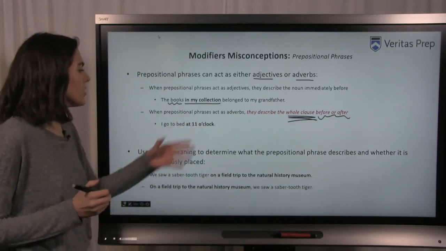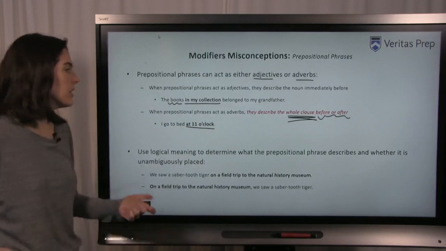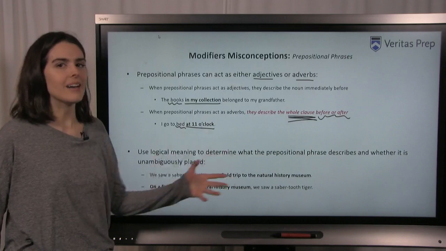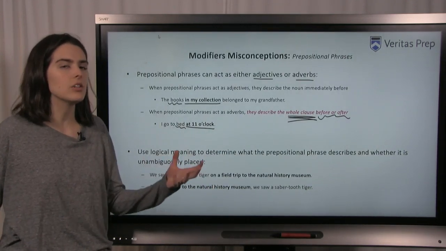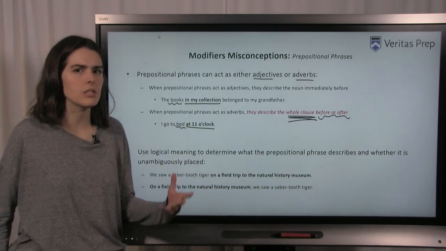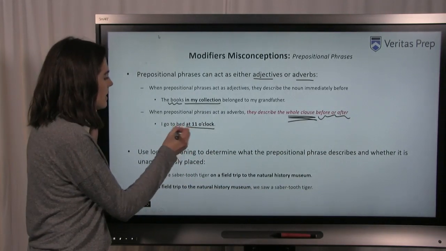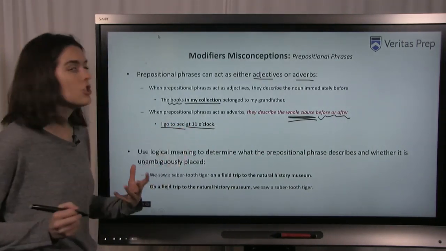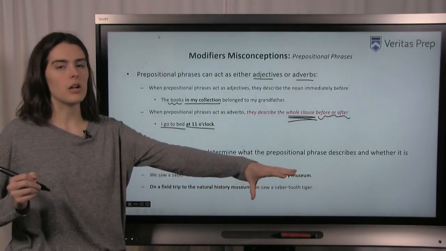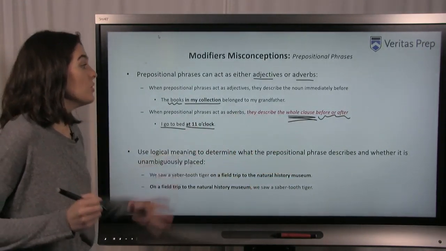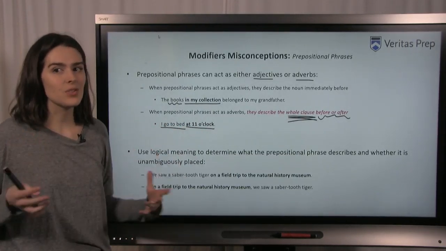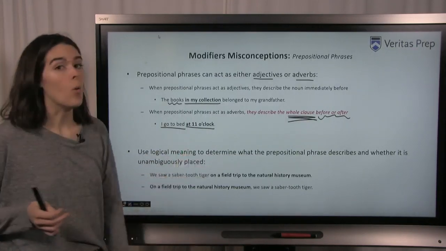So for instance, I go to bed at 11 o'clock. Now the closest noun is bed. But "bed at 11 o'clock", it doesn't make sense that "at 11 o'clock" would describe a bed. Why would a bed have a time? It just doesn't make sense. It's instead going to describe this whole clause, the action of me going to bed. I do that at 11 o'clock. So even though it's right next to a noun, it doesn't make sense that it describes that noun, so it's going to describe the whole thing.